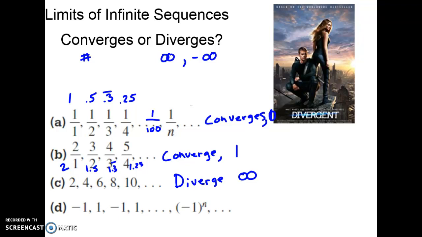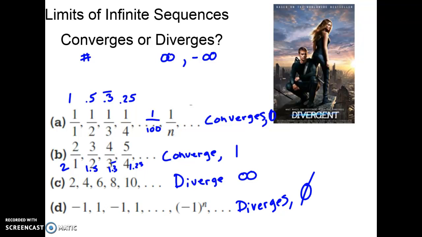And then D is a little bit different. This is what we call a geometric sequence. You multiply by -1 each time. It goes up to +1, it goes down to -1, it goes up to +1. It's going to keep going back and forth, so it doesn't converge on a number. We just say it diverges, but it doesn't diverge to anything, so we just say that's the empty set.